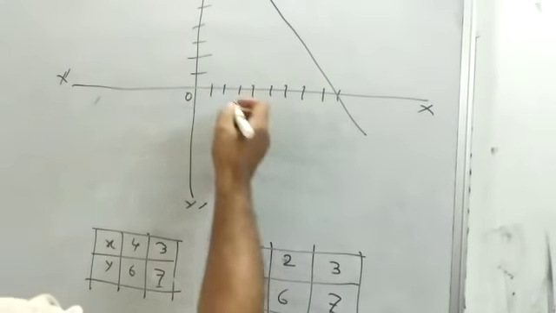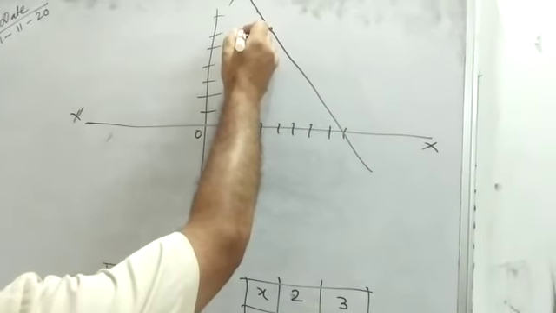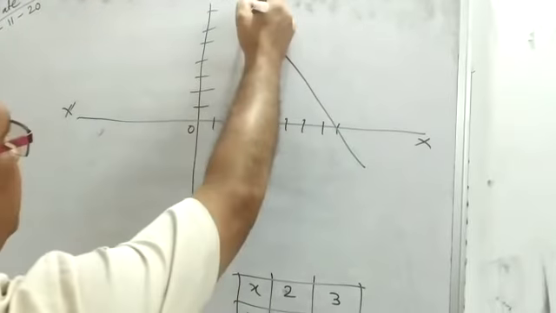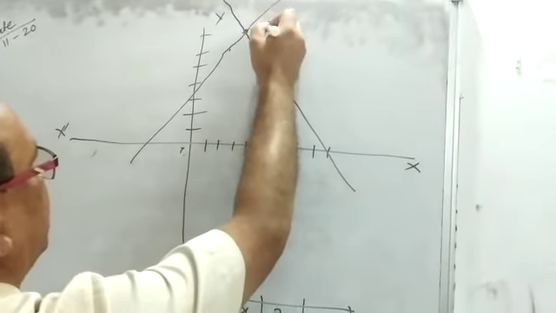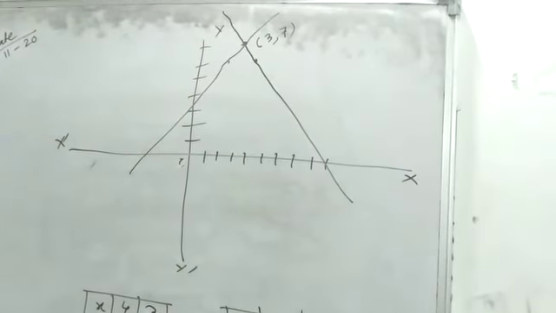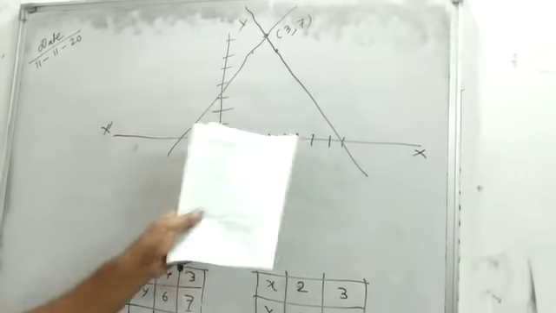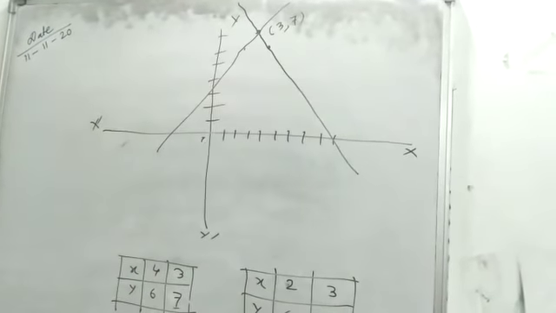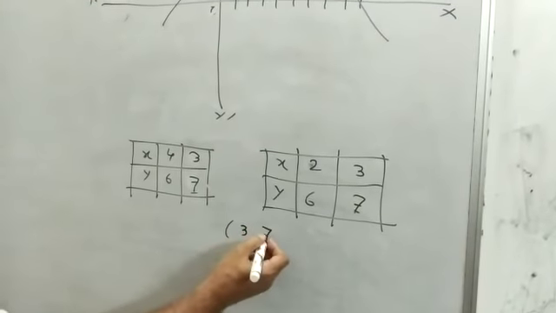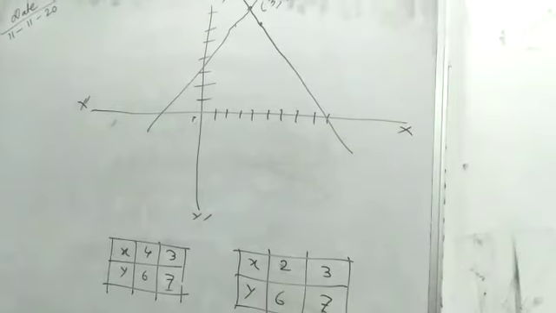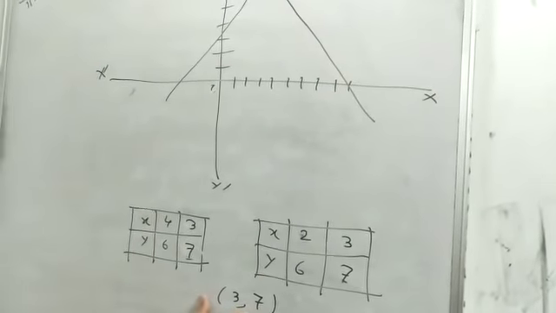Now second equation: 2, 6. Okay, it is 2, 6. Then 3, 7, again this point. Now these two graphs intersect at this point 3, 7. Okay, if you draw the graph on graph paper, you will clearly see that these two graphs intersect at the point 3, 7. Now we'll write the point of intersection is 3, 7. Now you see 3, 7 is the point of intersection.